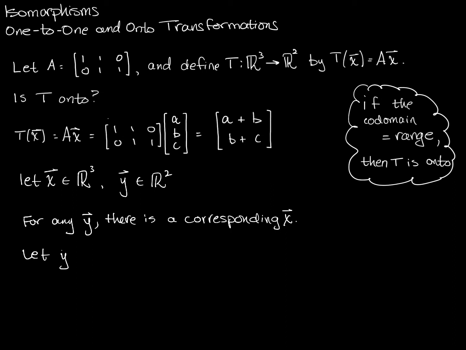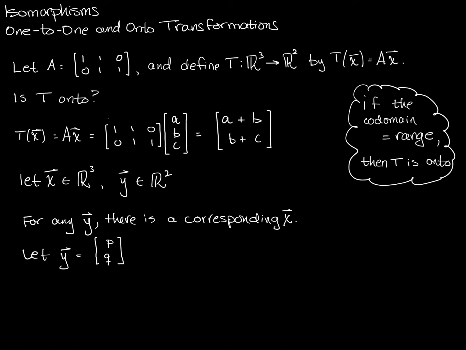Let Y be the vector PQ. We know it's going to be an R2 vector because we're told that that's what our codomain is, and we worked out here that we have two rows. When you add these two real numbers together, you get a single real number. So you have two real number components here. This is what an output vector in that codomain looks like.